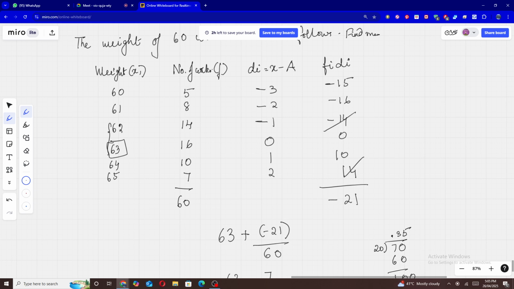Who took 62? Did you take 62 or 63? I took 60. Tell the values for di. 63. Minus 10, minus 6, 0, 16, 20, 21. Wait, 51 is fi di. I did it wrong, it's minus 21. No, that's for 50. Minus 15 for 62. Isn't it 50? 62, 60, minus 62 should be minus 2, right?